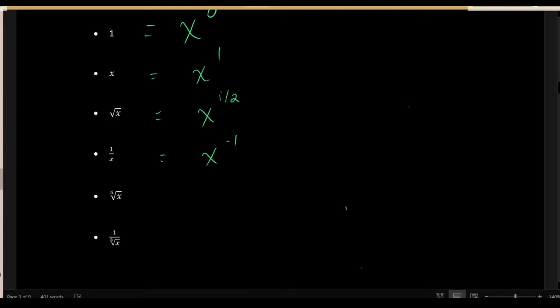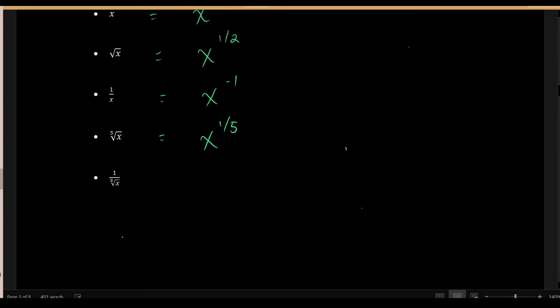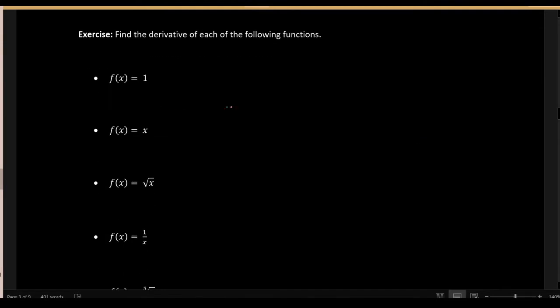Now the square root was x to the power 1/2. Something like a fifth root would be x to the power 1/5. And if you have taken the reciprocal of a cube root, then that's equivalent to an exponent which is minus, for reciprocal, and then 1/3 for that third root. Let's find the derivative of each of the following functions.